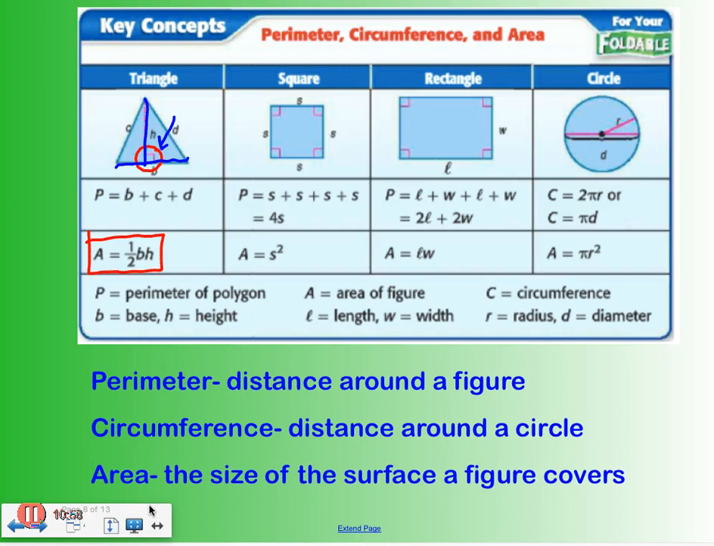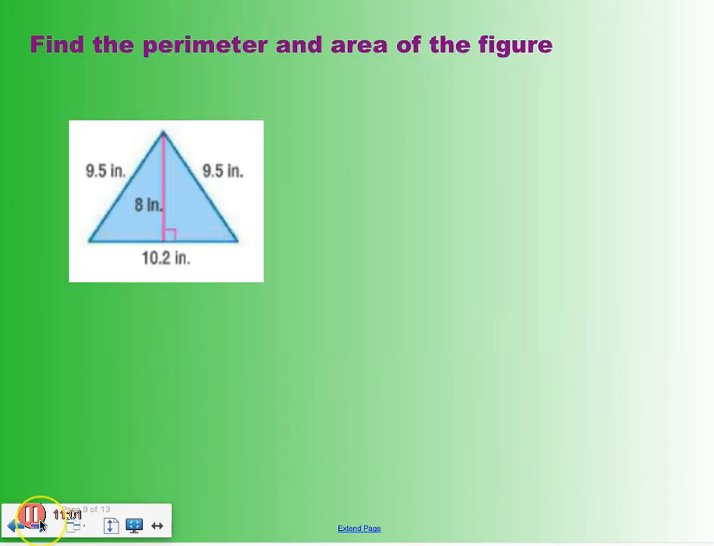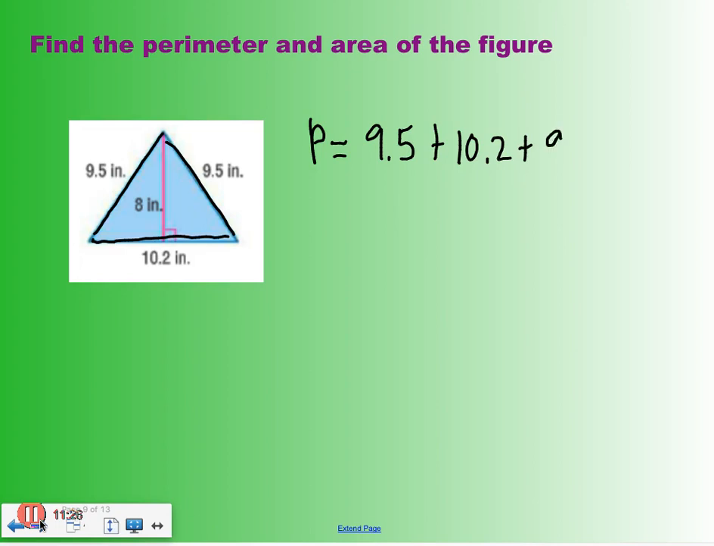So, that being said, let's try to find one of these. It says, find the perimeter and area of the figure. Well, we obviously have a triangle. So let's start with the easy one. I'm going to put P for perimeter. And again, we're just going to mark all of our sides. So that one's 9.5 plus 10.2 plus another 9.5. Crunching those numbers together, I get a total perimeter of 29.2 inches, and we can label that because we are told they are in inches.